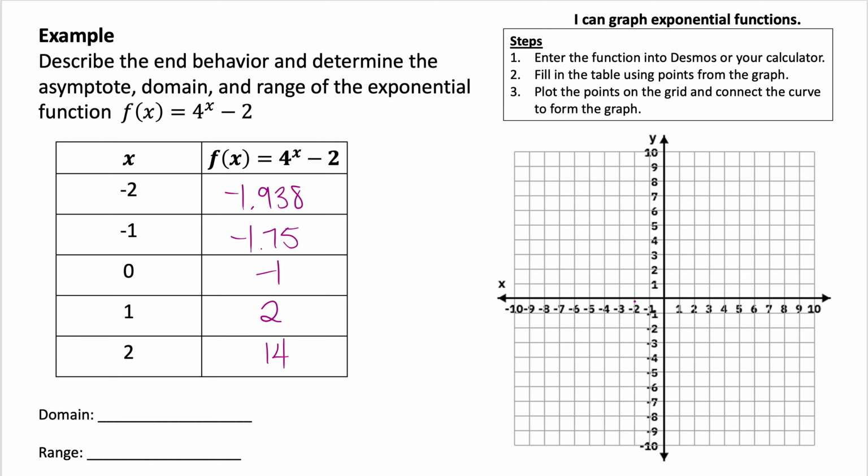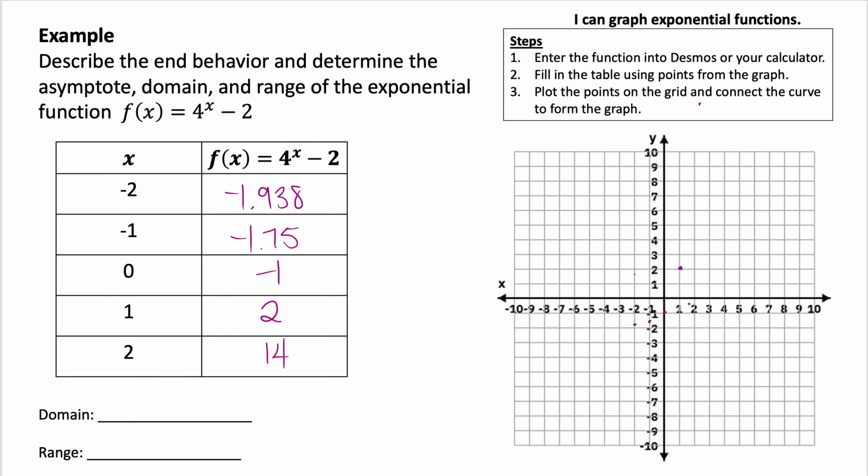So we have -2, -1.938, and then we have -1, -1.75, 0, -1, 1, 2, and 2, 14 is going to be off my grid, so it's going to be up here somewhere. So if I connect these points, this is going to be what my graph looks like.